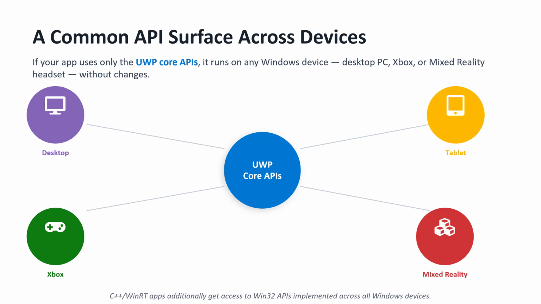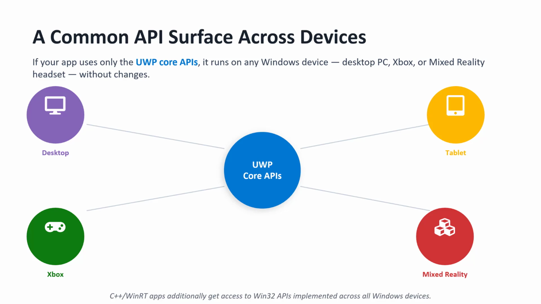This is fundamentally different from the pre-UWP world, where targeting an Xbox versus a desktop PC might have meant largely separate development efforts. With UWP's common API surface, you write your app once against a shared set of APIs, and Windows handles making sure those APIs exist and behave consistently across every device type.